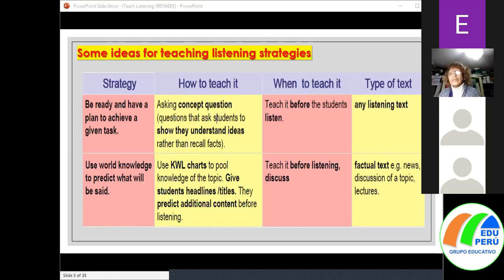Know what I know, learning. Yeah, you are close, Gabriel. You are close. Anybody, please? A chart, teacher. Yes, I told you it's a chart, but what is it about? What does it mean, KWL?